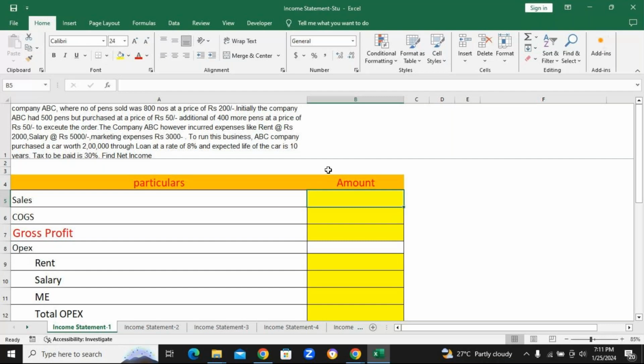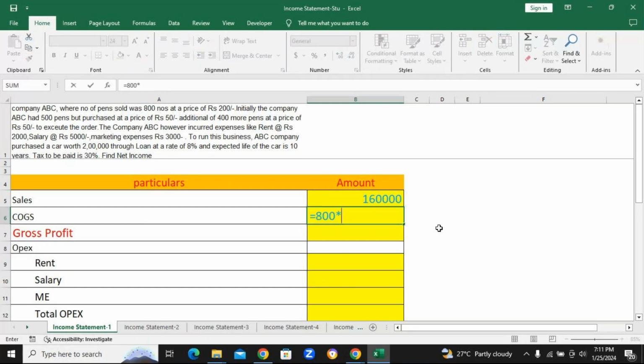For that, first we will apply the calculations. Sales: how much sales they have done. It is 800 pens, and each pen is sold at the cost of 200. 800 into 200 is 16,000. Then cost of goods sold. Cost of goods sold means, for the 800 pens I have sold, the amount I incurred to buy them. So 800 into 50.